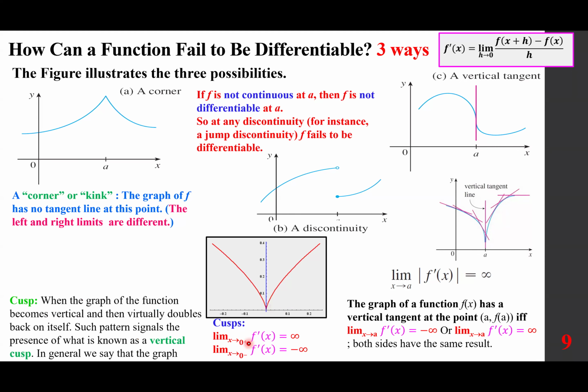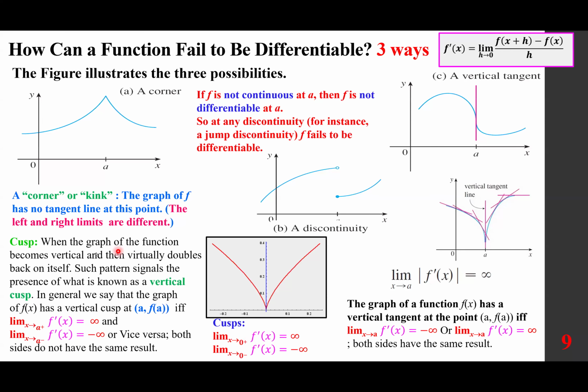That's the difference. In other words, a cusp is when the graph of the function becomes vertical and then virtually doubles back on itself. Such a pattern signals the presence of what is known as a vertical cusp. In general, we say that the graph of f of x has a vertical cusp at a, f of a, if the limit of f prime of x as x approaches a from the right is infinity, but the limit of f prime of x as x approaches a from the left is negative infinity, or vice versa. Both sides do not have the same result. That's the idea of it.